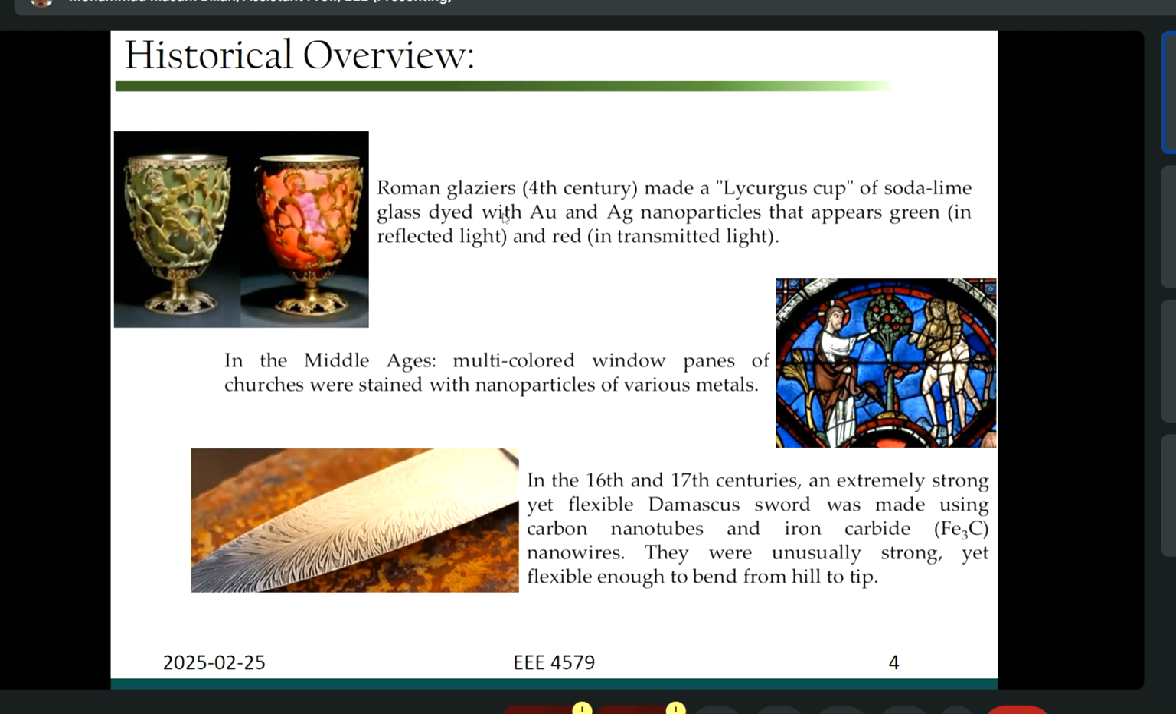Then in the middle ages, maybe between the 1400s and 1500s, the multicolored window or rooftop window panes were made of blue colored nanoparticle material. Did you see the interior of the churches in Europe? Has anyone among the students in this class visited Europe, or did you see on TV that the windows or the rooftop of the church are made of blue colored glass or some other material? Did you see?